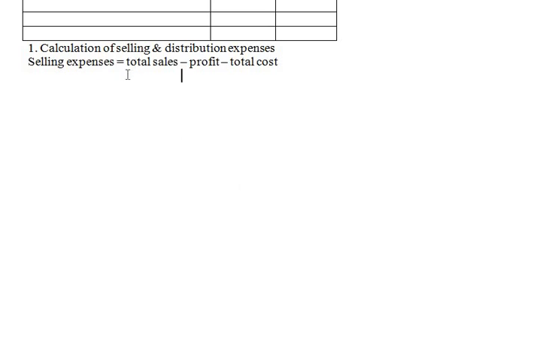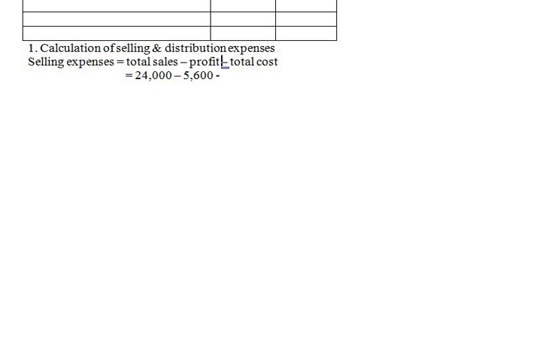Now that is equal to total sales. Total sales means product A and B. So 16,000 for product A and B is 8,000. So 16 plus 8 is 24,000. 24,000 minus profit for both, that is 4,000 for A and 1,600 for B. So that is 5,600, minus total cost.